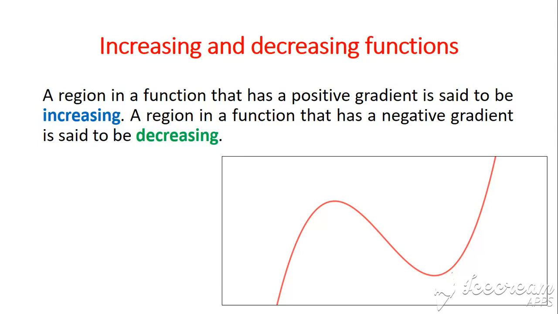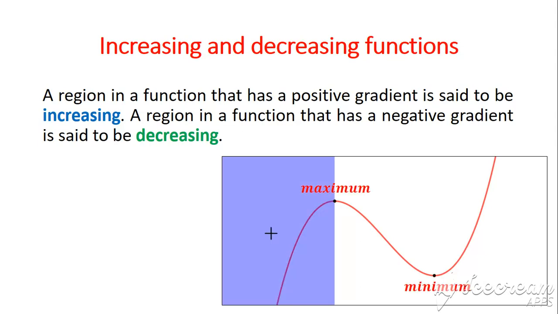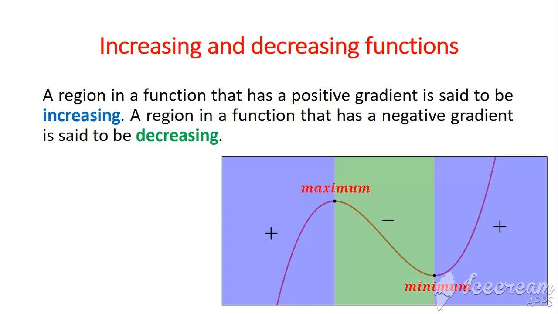So for this example here, you can see here's the maximum and minimum turning points. Here's a region that has a positive gradient, so this region of the graph is increasing. Here's a region which also has a positive gradient, so this is also increasing. And this is a region of the graph that has a negative gradient, so this region of the graph is decreasing.